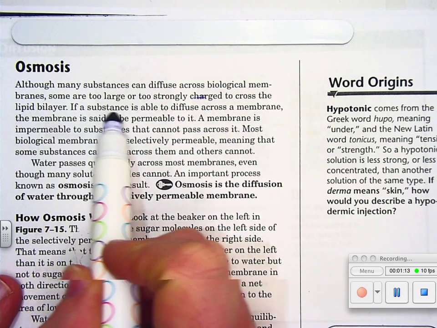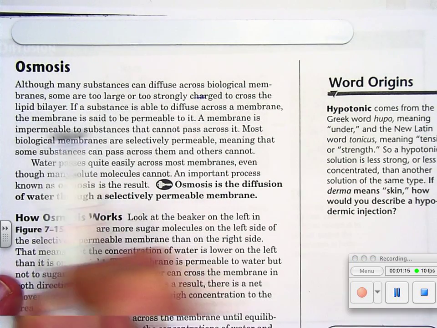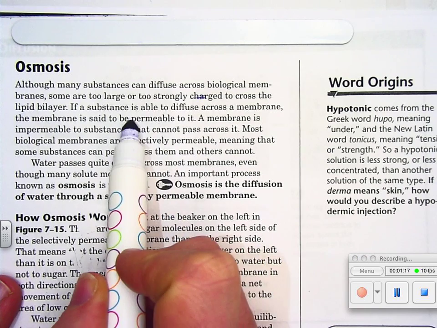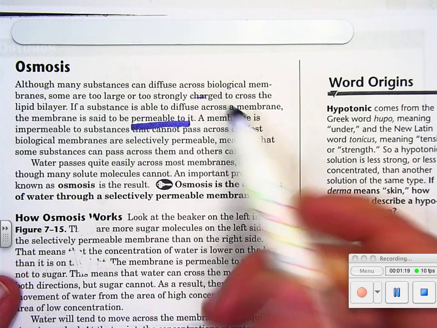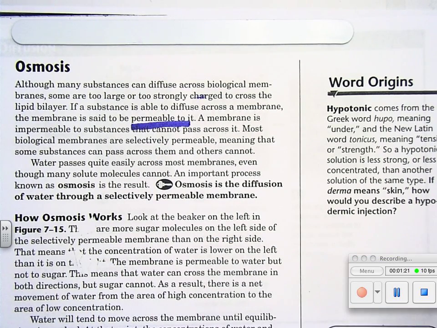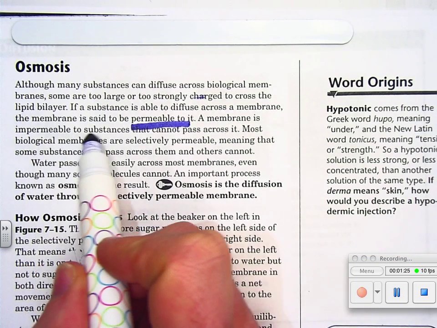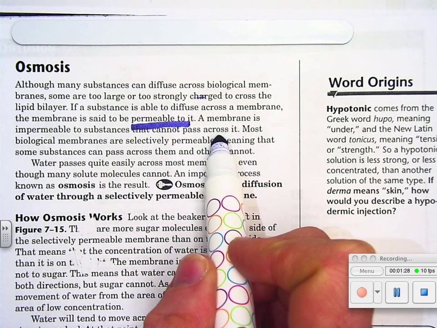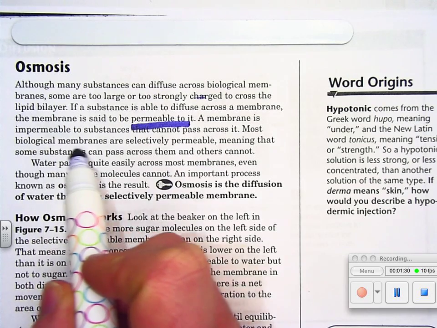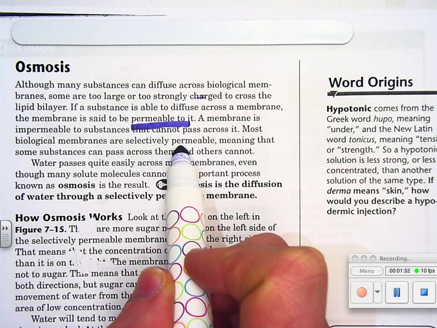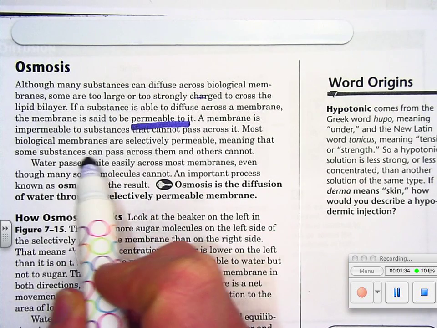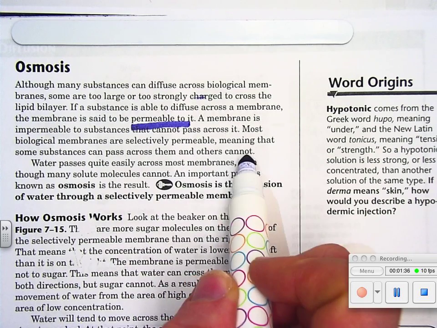If a substance is able to diffuse across a membrane, the membrane is said to be permeable to it. Permeable means to allow access, to let something go through. A membrane is impermeable to substances that cannot pass across it. Most biological membranes are selectively permeable, meaning that some substances can pass across them and others cannot.